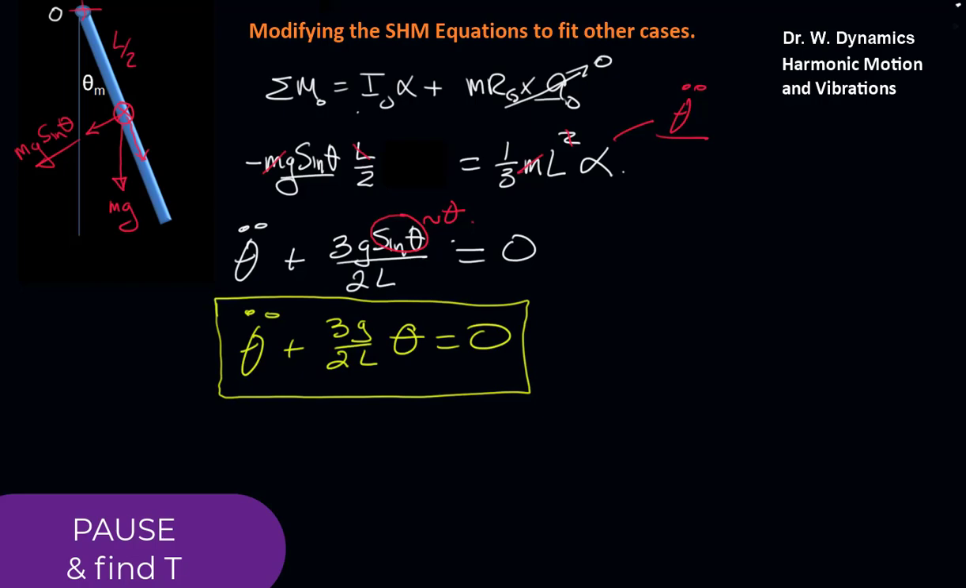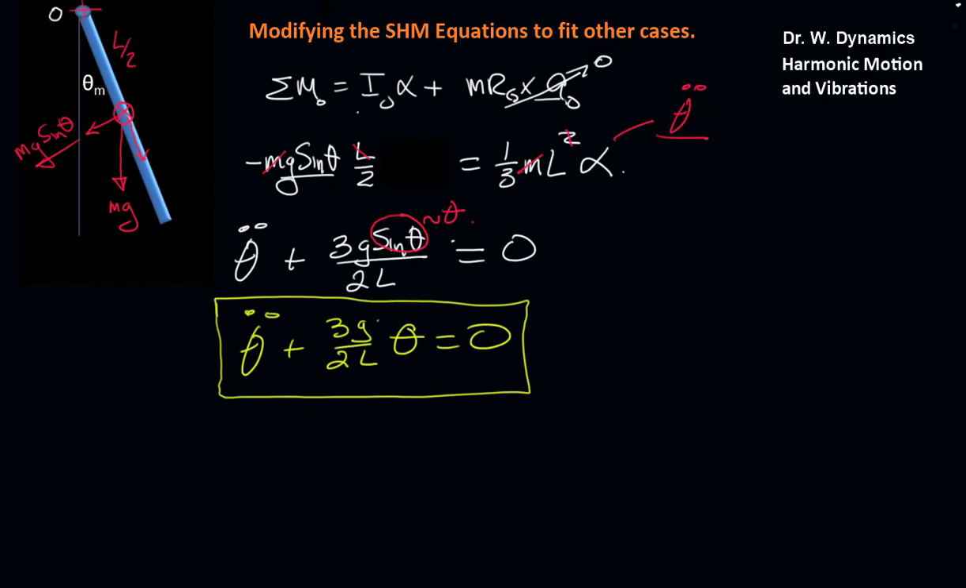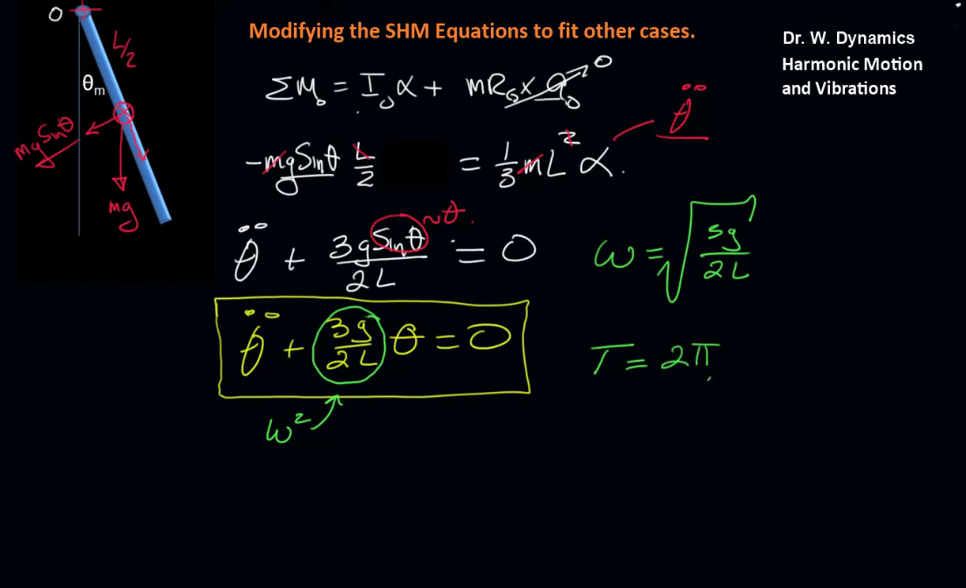Pause it and you write down what the period of oscillation for this rod will be. And looking at it, we know, since it's in the characteristic form, that that is omega squared, and therefore omega will be, and T then will be 2 pi square root of 2L on 3g, which is the period of oscillation for that rod.